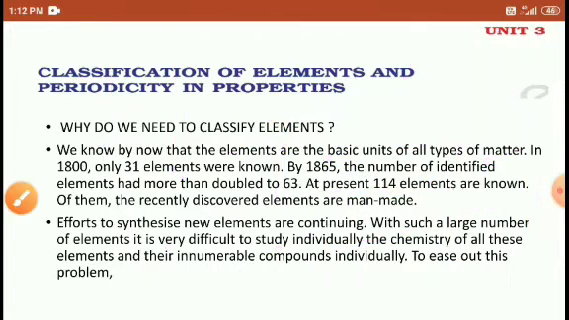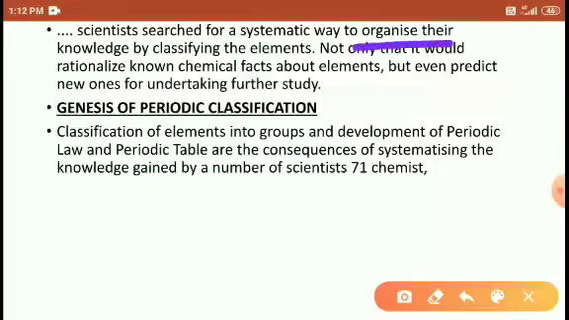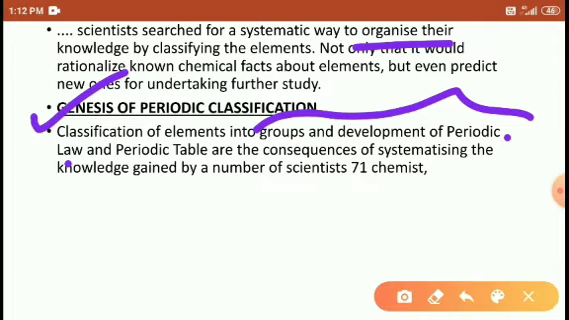That's why scientists arranged the elements in a systematic order, so that we can identify their physical and chemical properties with their respective arrangement. So what is the respective arrangement here? Let's see. The first is the genesis of periodic classification. The classification of elements developed into the periodic law and the periodic table, through the systematic knowledge gained by scientists.